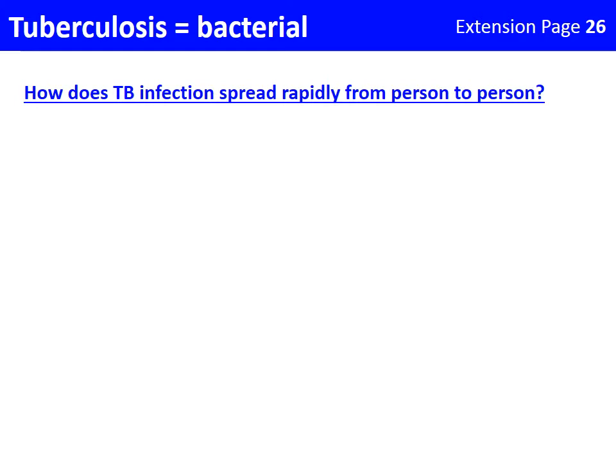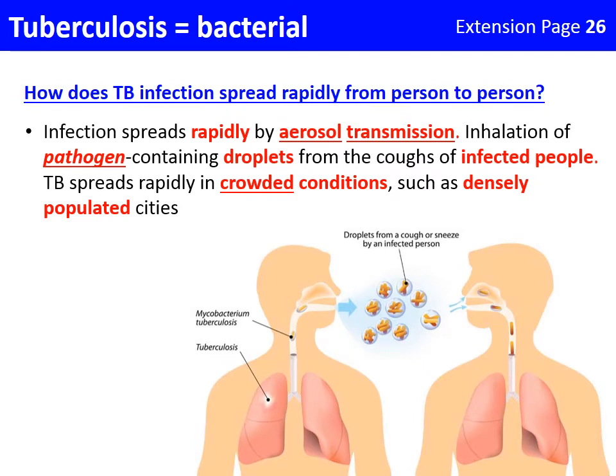So how does TB infection spread rapidly from person to person then? Well, we know the method or the mode of transmission is called aerosol transmission. Now the pathogenic bacterium M. tuberculosis is actually released from an infected person, we call this person number 1, in droplets of water when they get sneezed or coughed out. Now the bacteria in these droplets of water get breathed in by a second individual, and the bacteria travel down into the alveoli of the lungs.